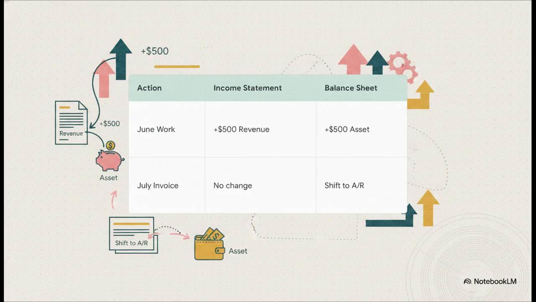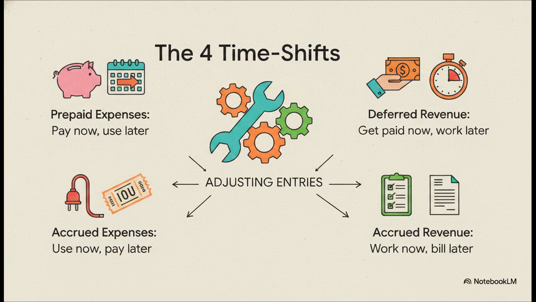The timeline is saved. So let's just take a breath, step back, and look at the whole big picture here. We have actually solved the puzzle. We've successfully conquered all 4 time shifts of business accounting. We have our prepaid expenses, where we pay the cash right now but slowly use up the benefit later. We have deferred revenue, where we gladly take the cash now but legally owe the hard work later.